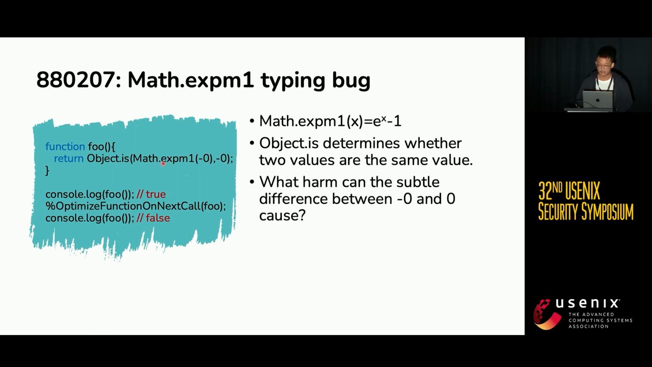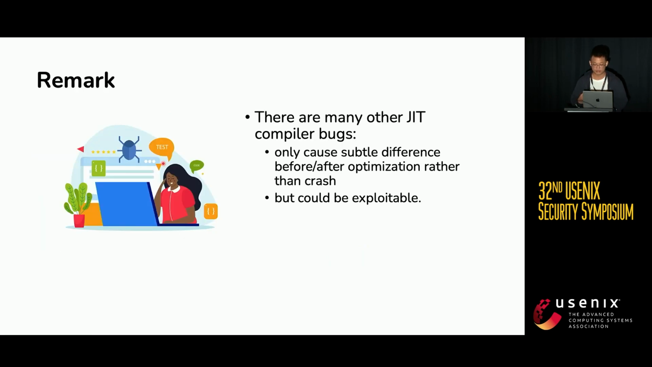At this stage, the audience may question what harm such a subtle difference can do. Well, the reviewers of this bug were also concerned about this at the beginning. However, someone proved that this is exploitable in certain cases. If anyone is interested in the exploitation details, you can refer to the related technical report. We also found that there exist many other such JIT bugs. They have certain characteristics: they can only cause subtle differences before and after optimization rather than a crash, and they are possibly exploitable.